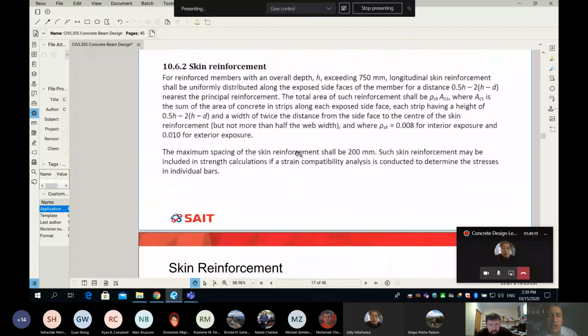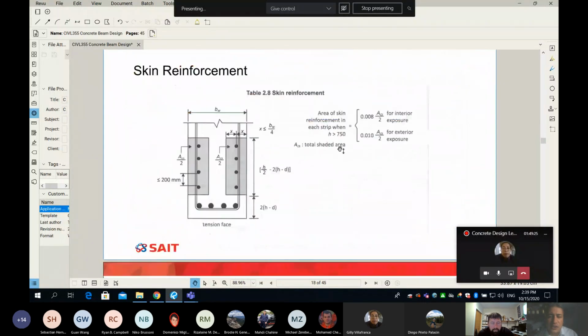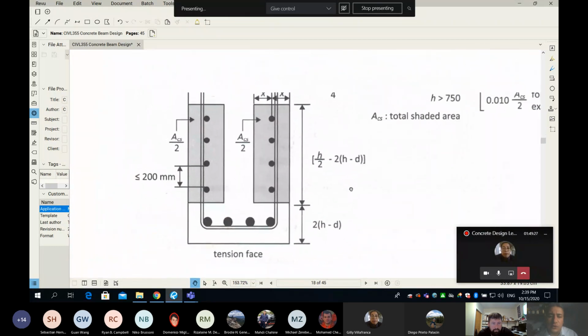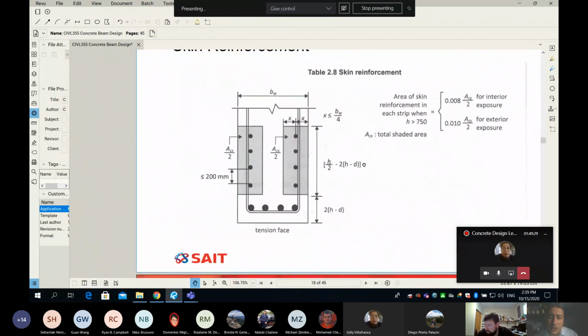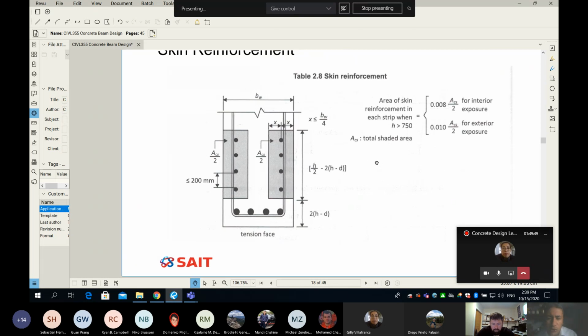So you guys, on your leisure time, you can read this one. Probably I can come back here in a few minutes. But here is how we do the skin reinforcement. Whenever my beam exceeds 750 mil, then I need to provide some reinforcement on the side. We call them skin reinforcement. So how do we find how much I need? Do I need 1 bar, 2 bars, 3 bars? Let's watch how we do that.